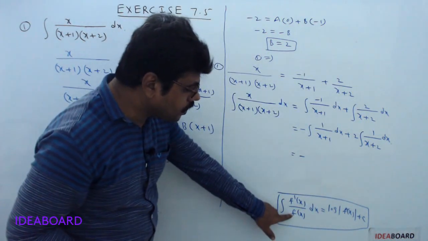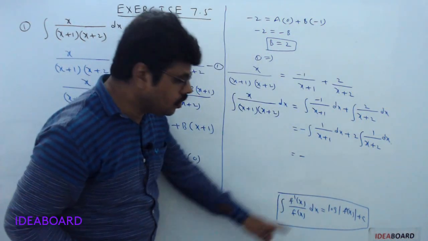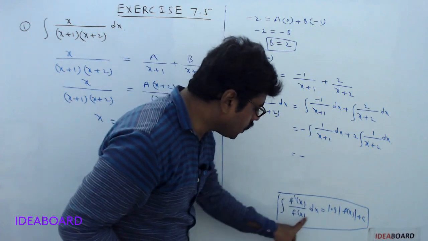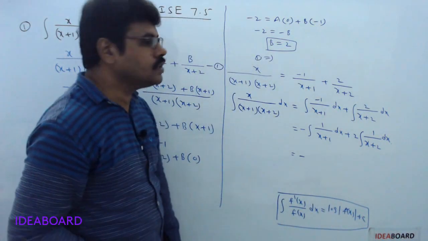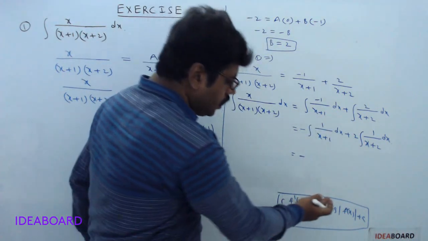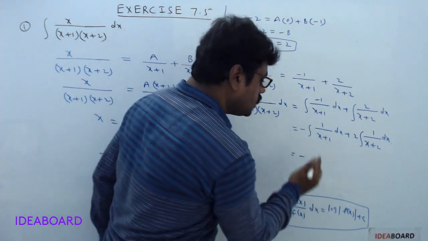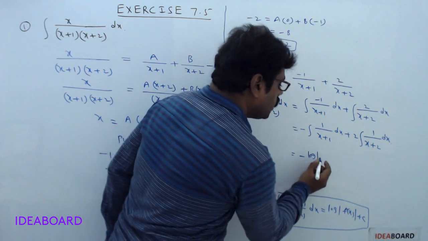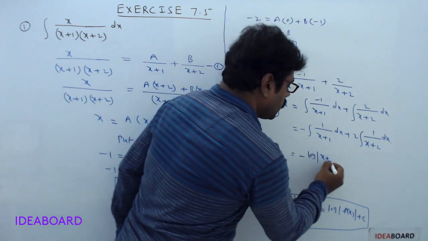If the derivative of the denominator is in its numerator, what is the answer? Log mod denominator plus some constant c. Here the derivative of the denominator is in its numerator. According to this formula, what is its answer?